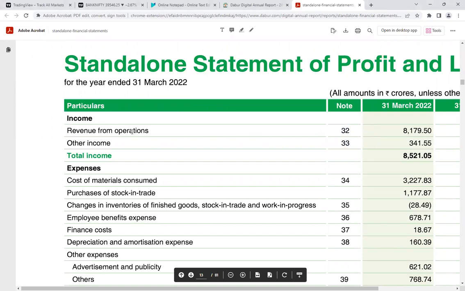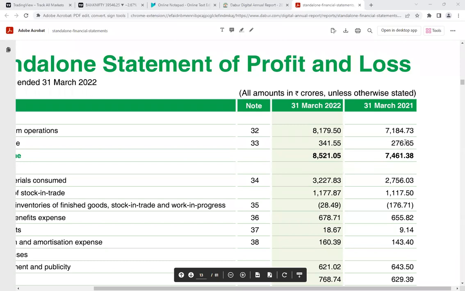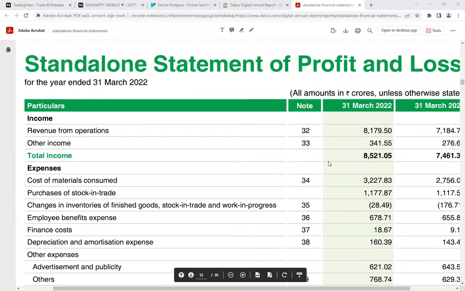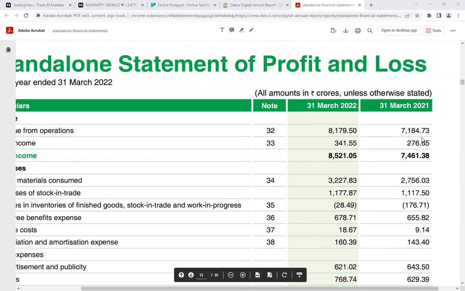Combining both revenue from operations and other income, total income is this much, 8,521. Comparing with last year, it is 7,416. So what we can understand from the income or revenue point of view is that Dabur has increased its revenue compared to last year. That means total revenue has increased from last year.